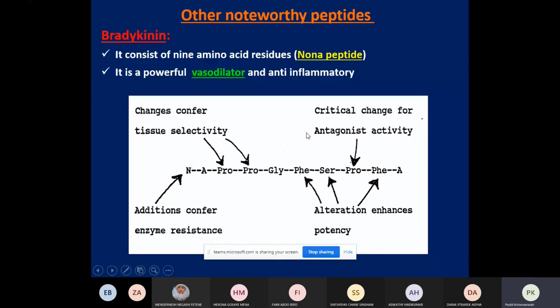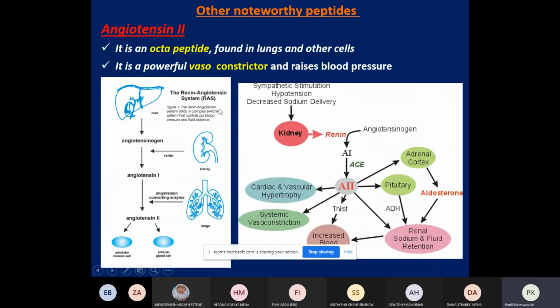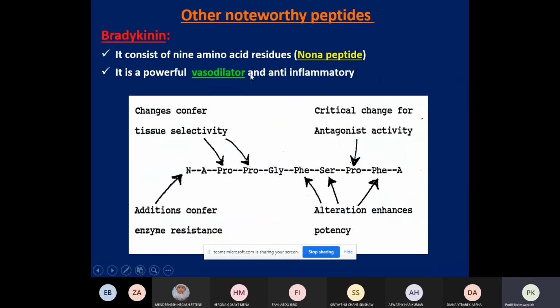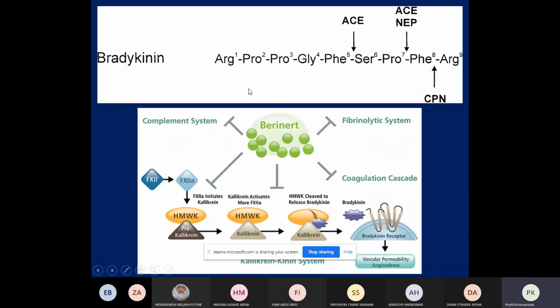And then coming to bradykinin. Bradykinin is a nonapeptide, and it has 9 amino acids. It is found in the lungs and other cells, and it is a powerful vasodilator, and it lowers the blood pressure. You can see angiotensin is a vasoconstrictor, whereas bradykinin is a vasodilator.